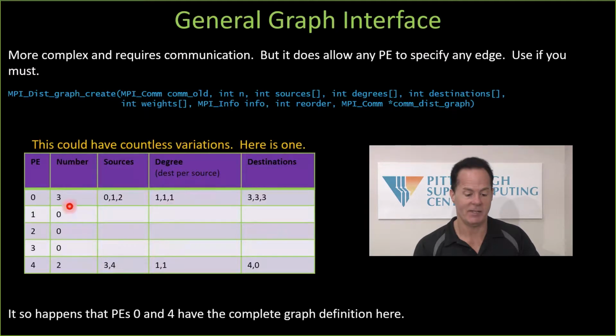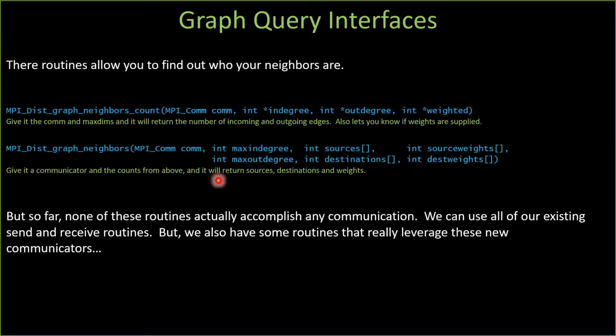So in this case here, we have PE0 actually listing the neighbors for the other PEs. PE0 and PE4 here, between the two of them, create the neighbors for the other PEs. PEs 1, 2, and 3 here don't know anything about who their neighbors should be. So that's the general graph interface. So you can use either one of those. Now you've got a communicator that knows these relationships. So how is that really useful?